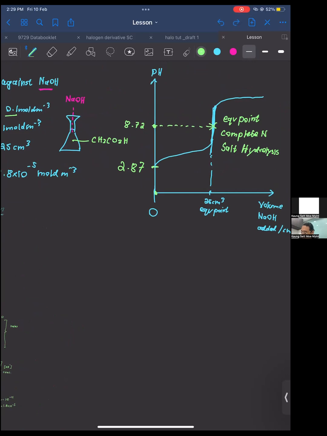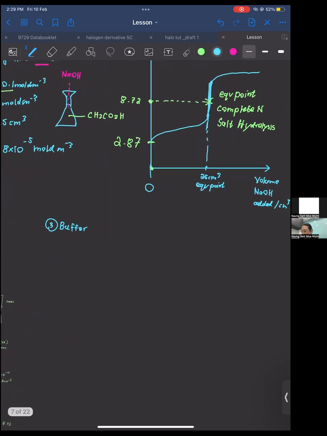Guys, buffer is the next most tedious, I would say. But buffer is nowhere as nearly as tedious as salt hydrolysis. Salt hydrolysis is always the most tedious. And because it is the most tedious, it will always be tested. Yeah, like it will guarantee be tested. Buffer, right? You must remember this.